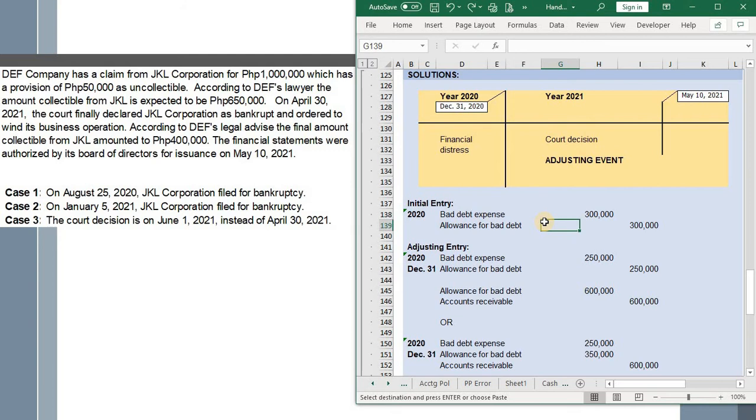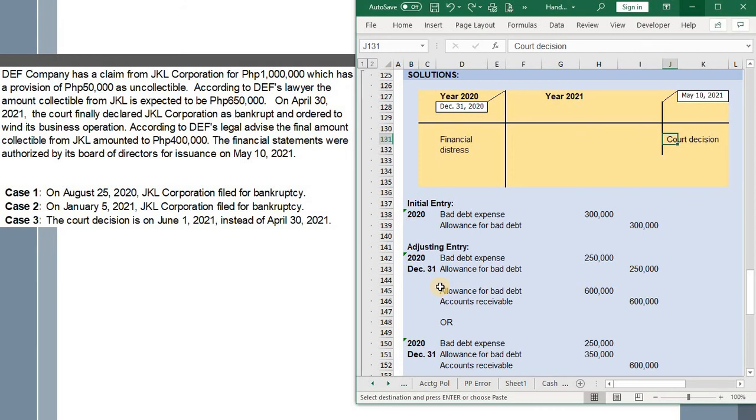For case 3, the court decision is on June 1 instead of April 30, 2021. So for case 3, this time the court decision did not happen between the end of the reporting date, which is 2020, and May 10, 2021. So it happened on June 1, 2021, which is after May 10, 2021, which is after the date the financial statements are authorized for issue. So for case 3, the court decision did not occur between December 31, 2020 and May 10, 2021. So it occurred after May 10, which is June 1, 2021.